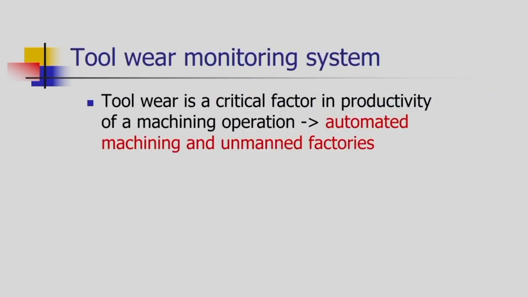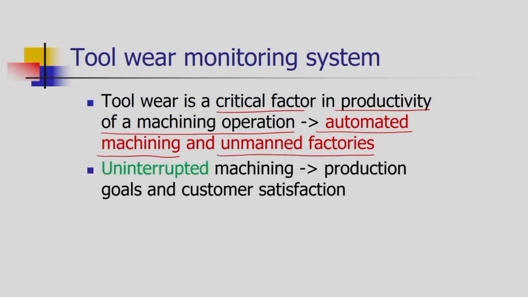Tool wear is a critical factor affecting the productivity of a machining operation, and it is very essential to take care of automatic tool changing to have an automated machining system, which is the feature of unmanned factories. So, naturally unmanned factories require uninterrupted machining operations, which are helpful to achieve the desired production goals and to get better customer satisfaction.